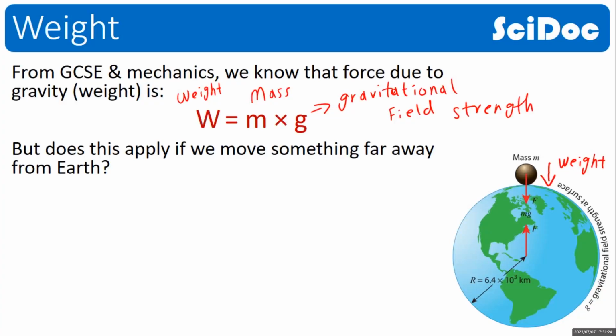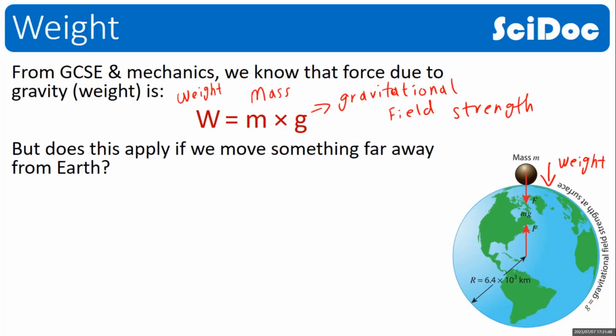So in today's topic, we are going to talk about this gravitational field strength and how it changes as we move our mass away from the surface of the Earth, or if we take two objects of some masses, how the gravitational field can change between these two masses.